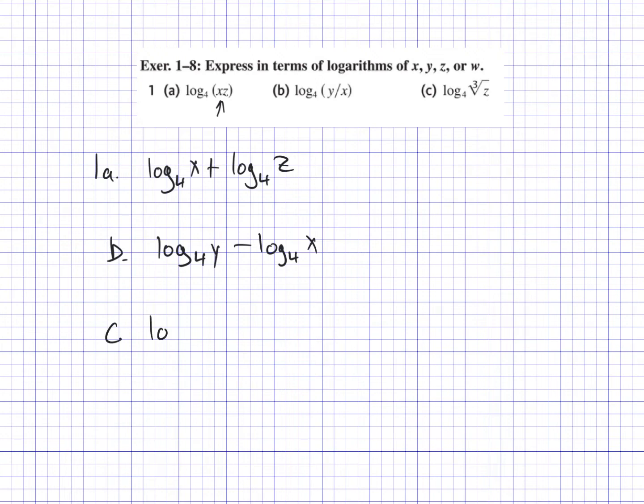And C, log base 4. You have a couple things here. That's going to be z to the 1/3. So we're going to put 1/3 as the exponent. It goes out in front of your logarithm, and you just put z there. All right, going on.